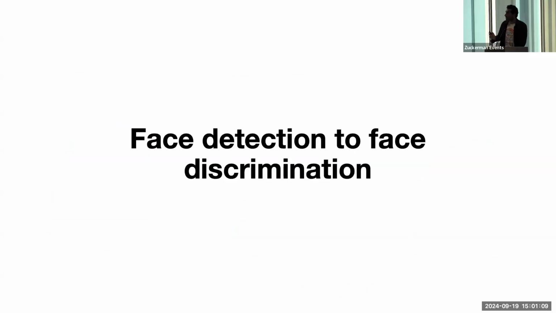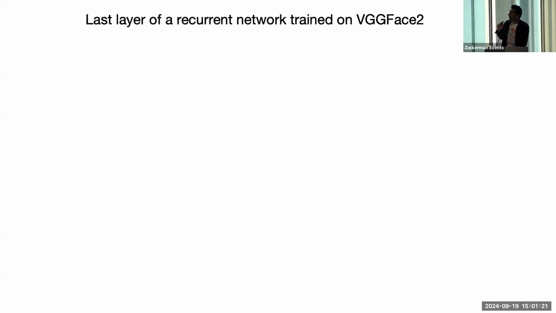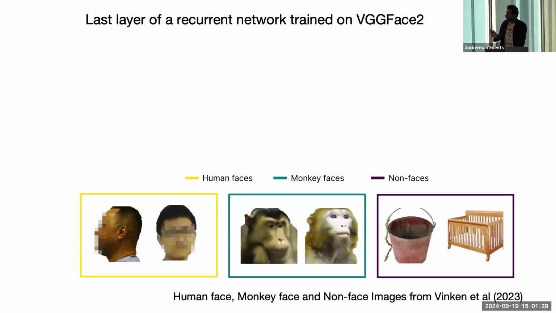So based on the time I have, I'm just going to go into one thing that I think is very interesting and I mentioned earlier, which is this process of can we really capture going from face detection to face discrimination. So I'm going to show you some analyses of the representation of the last layer of this recurrent system. We're taking images of faces, and those are blurred for privacy, but there are human faces, monkey faces, and non-faces. And we're going to line them up, order them, the human faces, monkey faces, and non-faces. We feed them to a network, and then we get the representation from that time step.